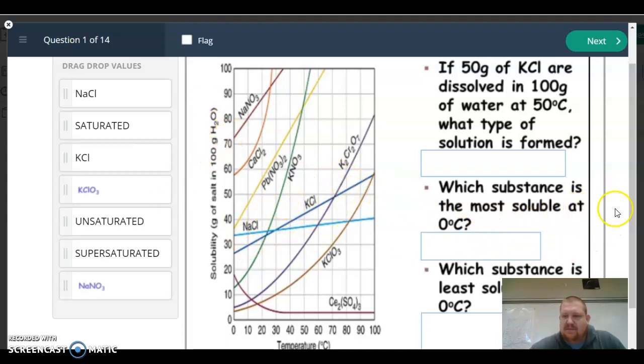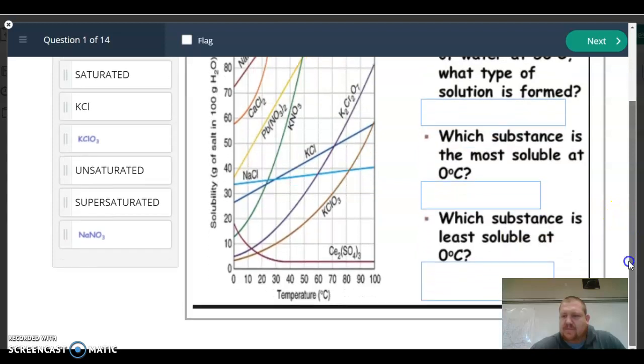Now for the bottom two, which one is the most soluble at 0? Which one is the least soluble at 0? We're going to pick one of these, only looking at above 0 degrees. The line that has the most solute in it is the most soluble, and the line that has the least solute in it is the least soluble, only at 0. None of this other part matters, only at 0.